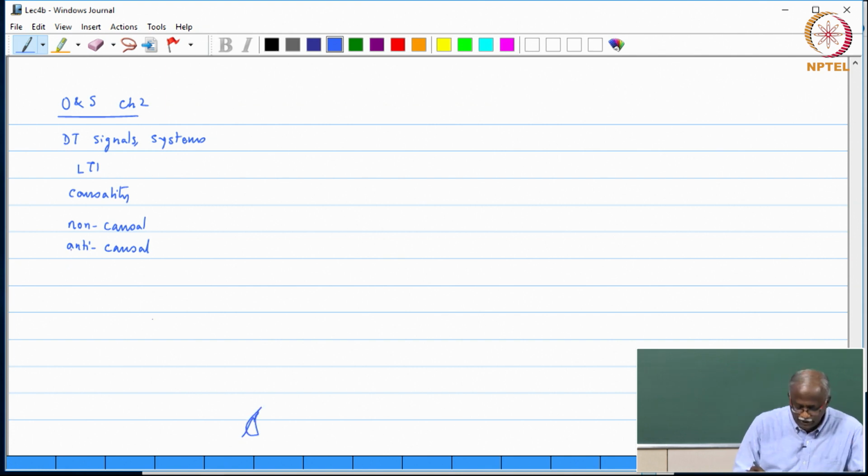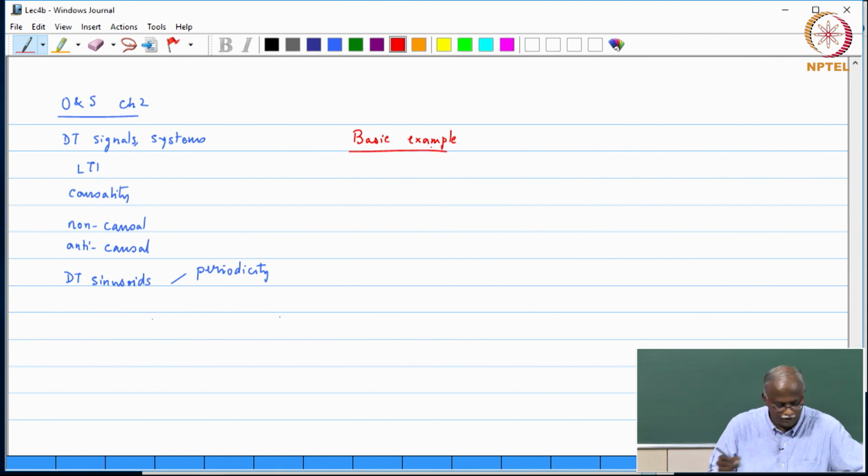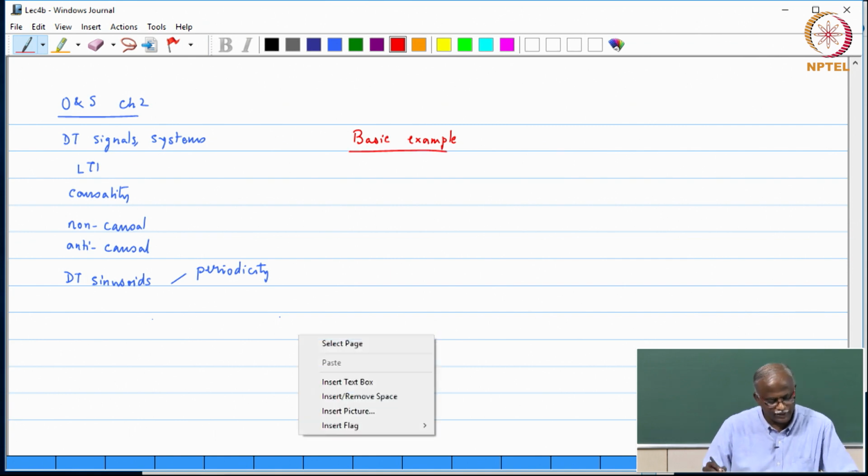And again, one very unique property of discrete time signals is the discrete time sinusoids. Again, when will there be periodicity? Not all discrete time sinusoids are periodic. So, look at the conditions for periodicity, and as a simple test case, I would like you to look at the following example. I will just write down the question and request you to try it out so that we can then look at it subsequently.